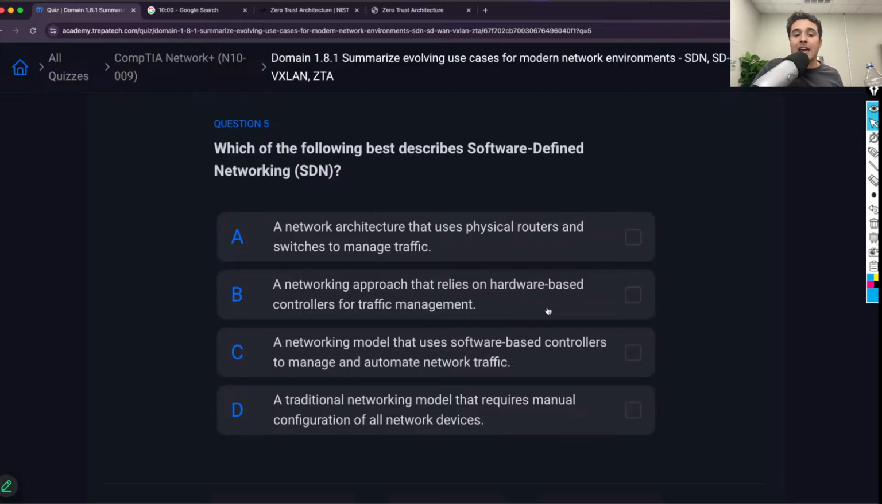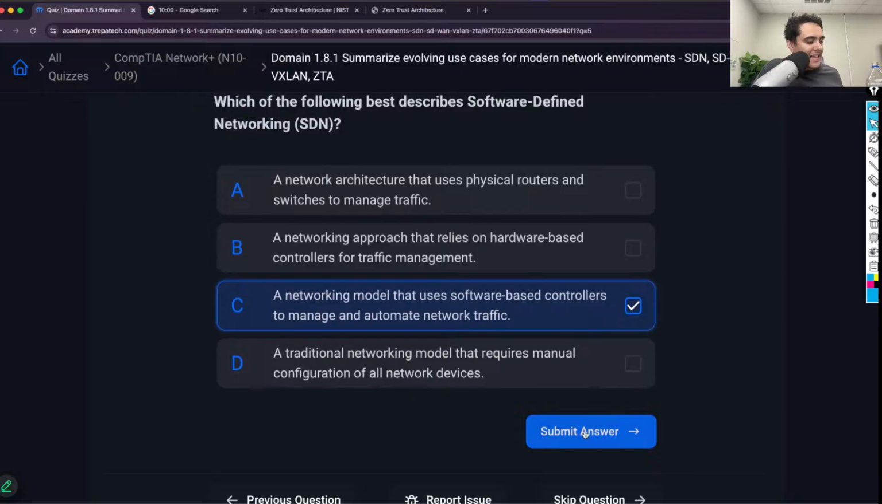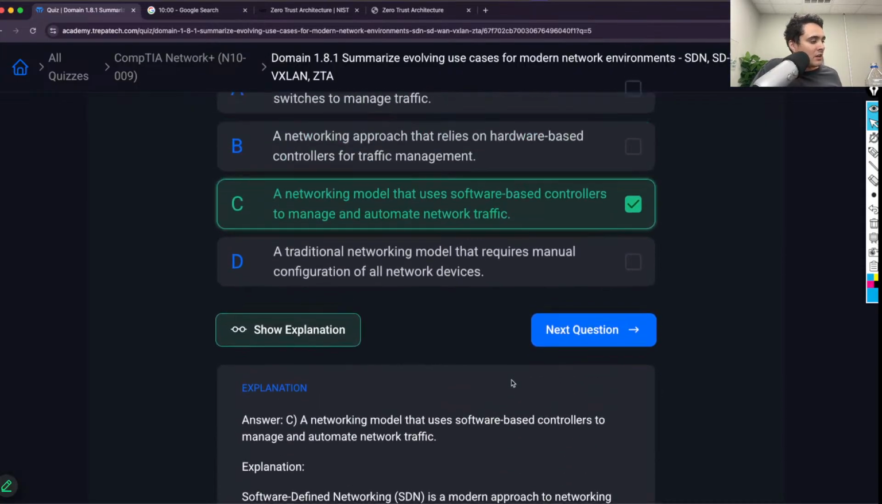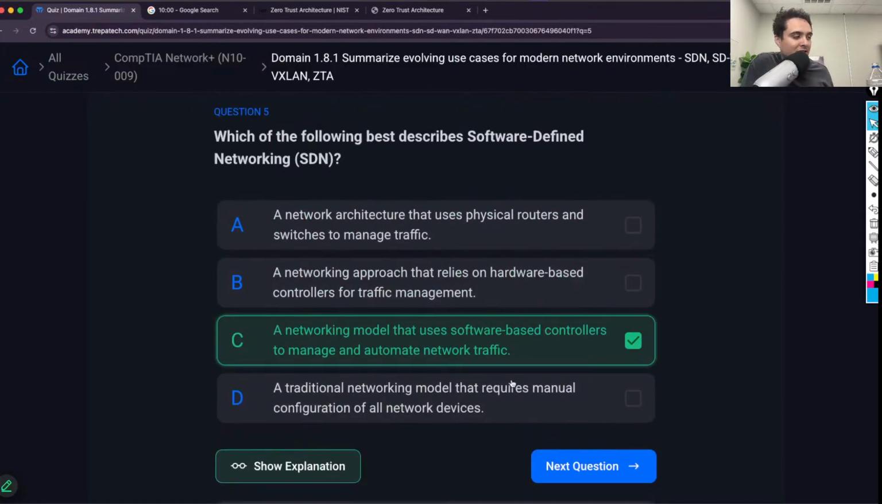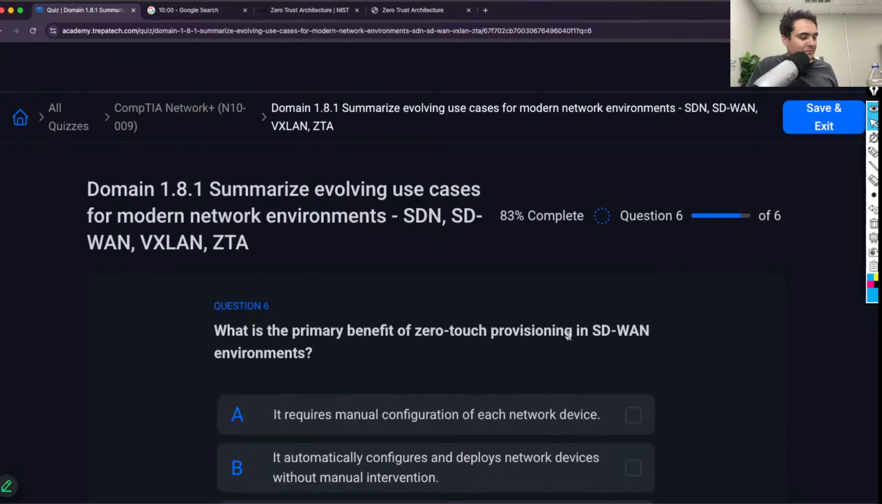It can be like Cisco Catalyst Center could be a physical server, but you could also virtualize it. A networking model that uses software-based controllers to manage and automate network traffic. That's our answer right there. So, which of the following best describes software-defined networking? We're going to go with C. A networking model that uses software-based controllers to manage and automate network traffic.